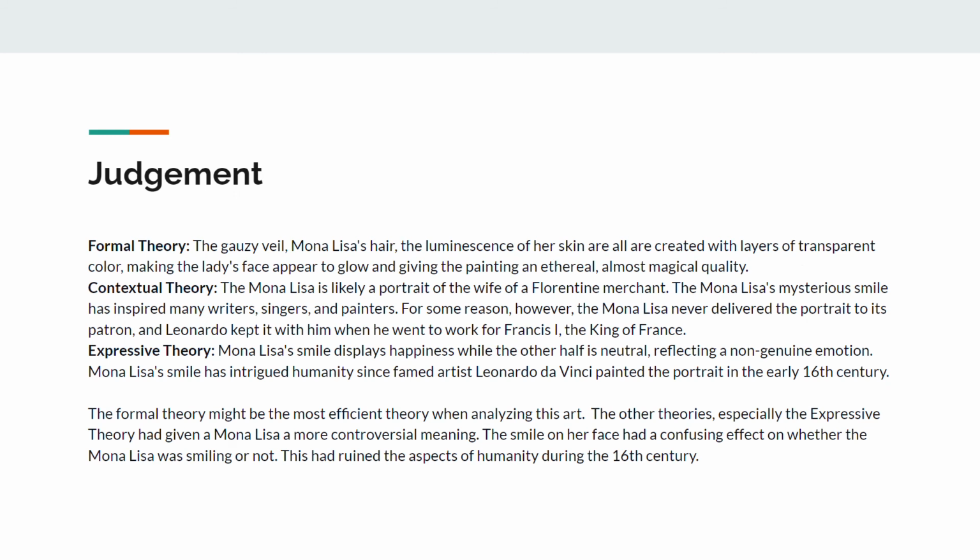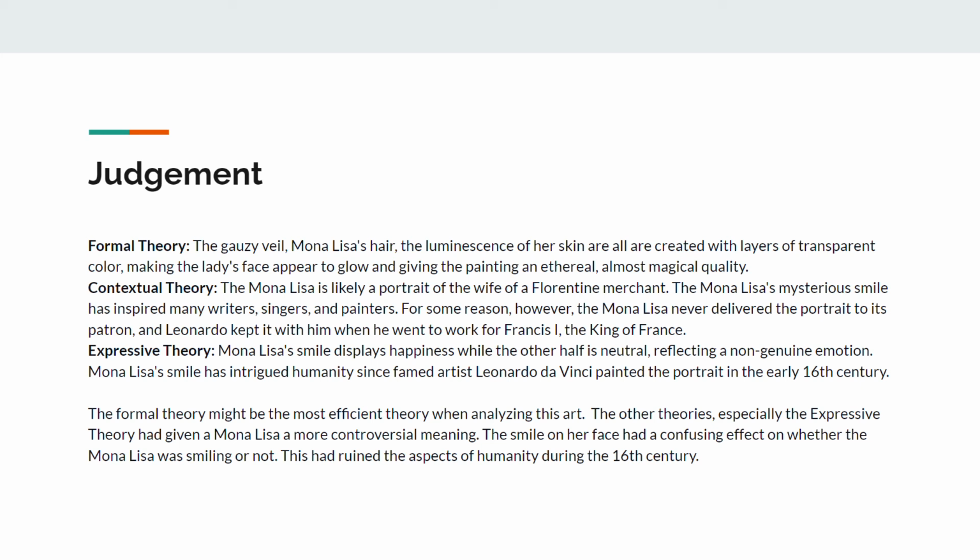So some judgments. There are three theories I did. Formal theory is the gauzy veil, Mona Lisa's hair, the luminance of her skin, which were all created by layers of transparent color, making the lady's face appear to glow and giving the painting an ethereal, almost magical quality, I would say. Contextual theory, the Mona Lisa is likely a portrait of the wife of a Florentine merchant. The Mona Lisa's mysterious smile has inspired many writers and singers, and mainly painters. For some reason, however, Leonardo never delivered the portrait to its patron, and kept it with him when he wanted to work for Francis I, who was the King of France during the time period.